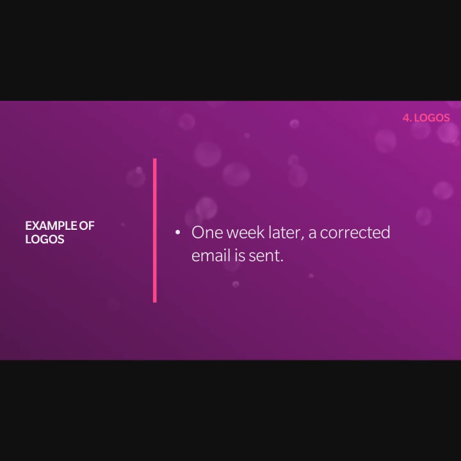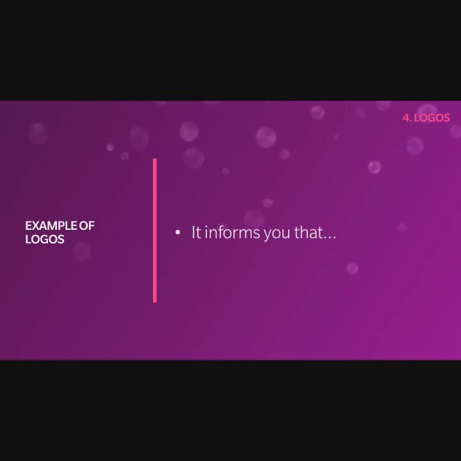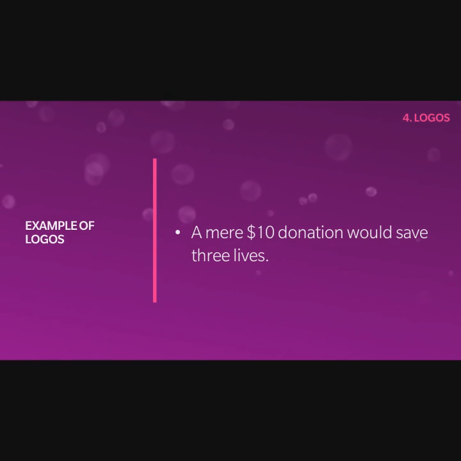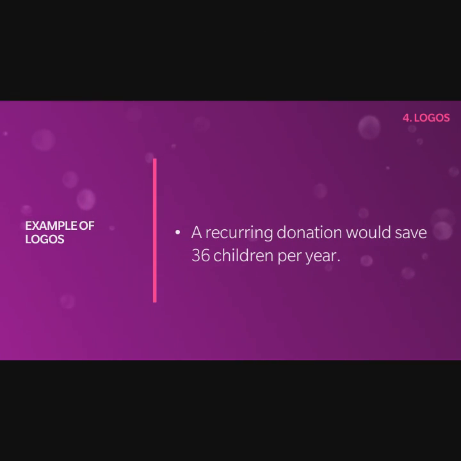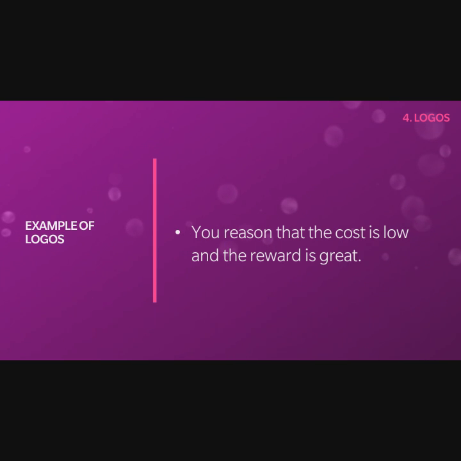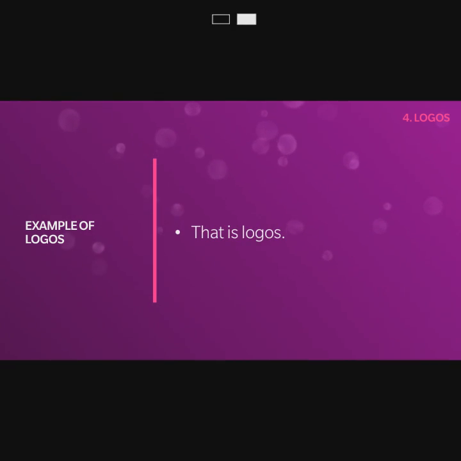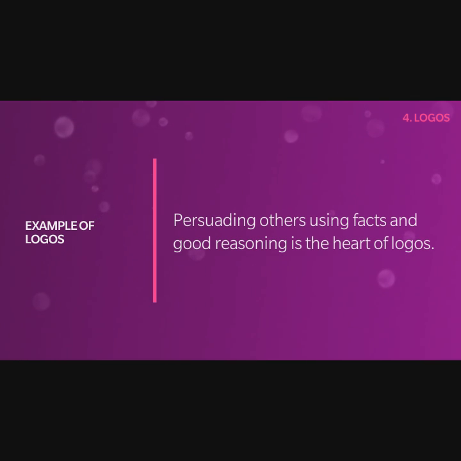About a week later, a new email is sent to you from the same charity. The new email tells you that 1 million African children die each year from malaria. By donating just $10, you would save 3 lives. Likewise, if you make a recurring donation, you'd be able to save 36 lives each year. Since the cost is so low and the reward is so great, it makes sense to you to donate. You set up the recurring donation, which would allow you to save 36 lives per year. That's logos. Persuading others using facts and good reasoning is logos.